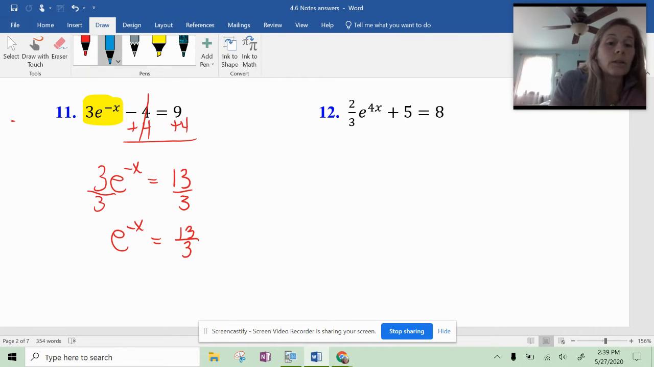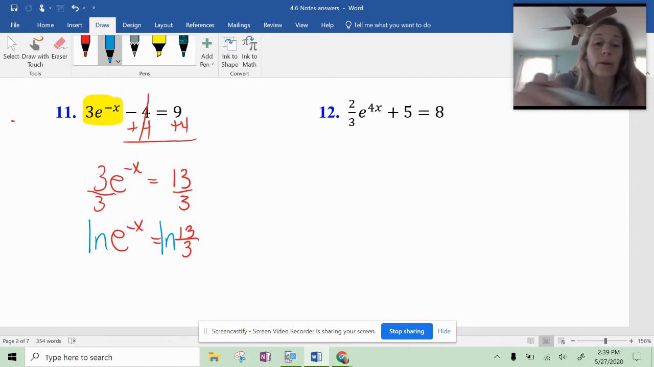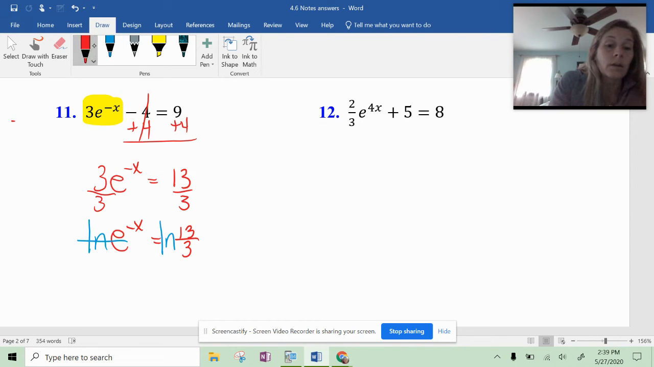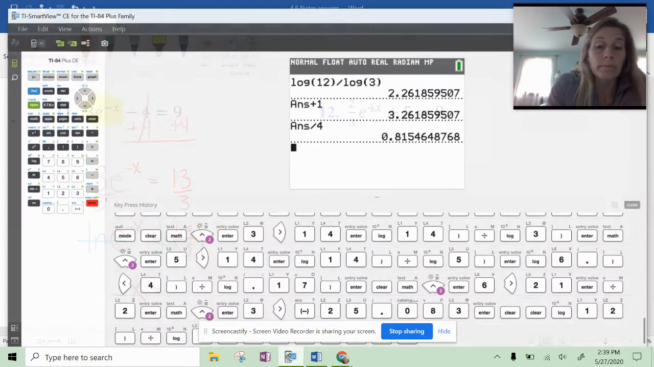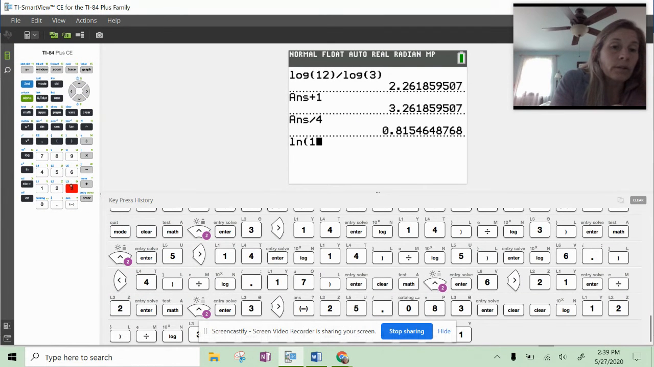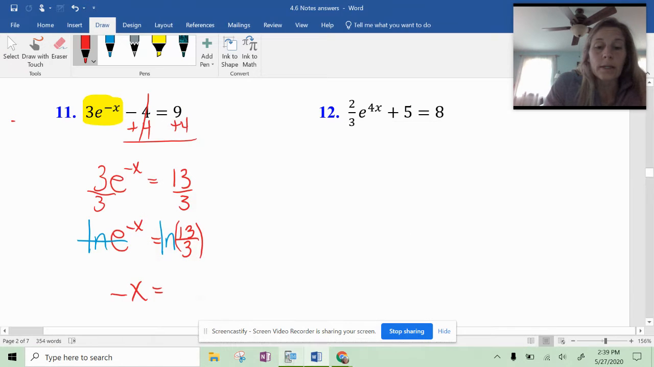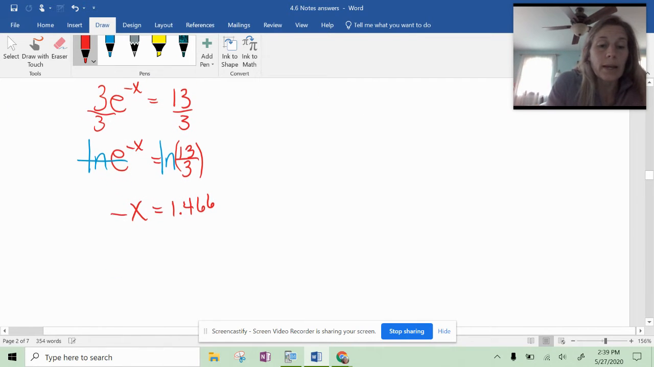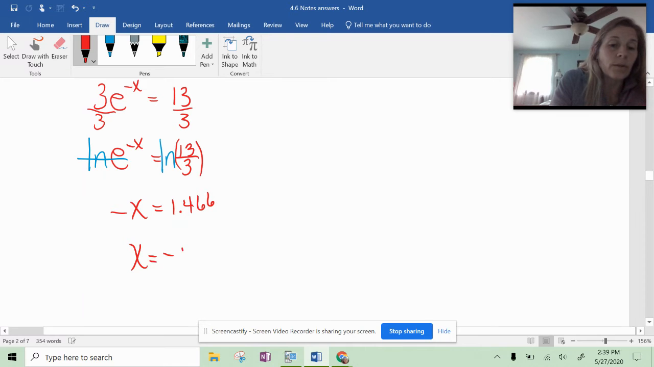But now you need to obviously get rid of this e, and you can't change the 13 over 3 to e raised to a power, so you're going to ln both sides, which remember, that's the same thing as doing a log with a base e, so that will cancel out your e there. So you'll have negative x equals whatever you get on your calculator when you do ln of 13 over 3. So ln of 13 over 3 is 1.466. And of course, if you divide or multiply both sides by a negative to get the x by itself, you'll have negative 1.466.